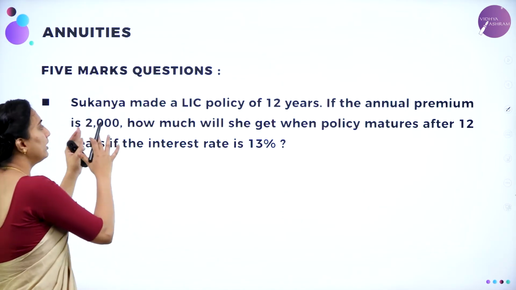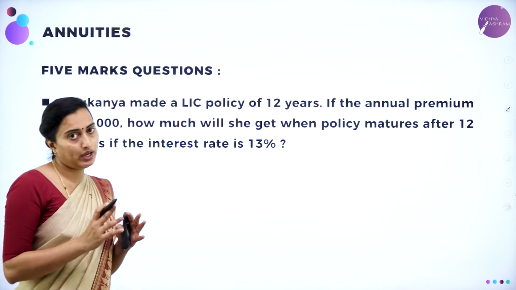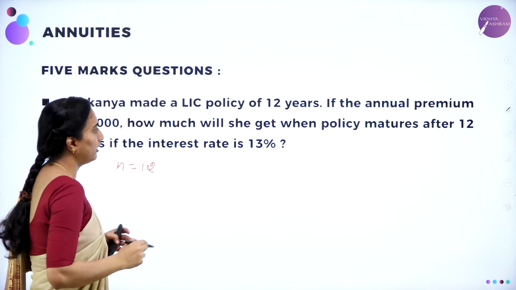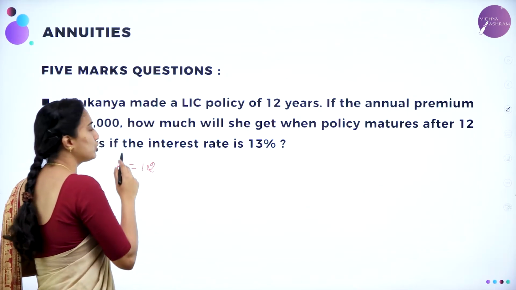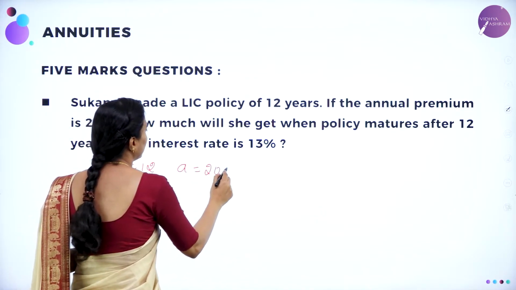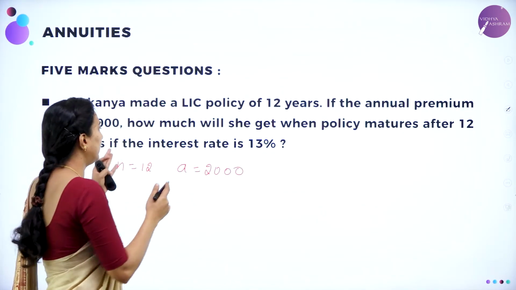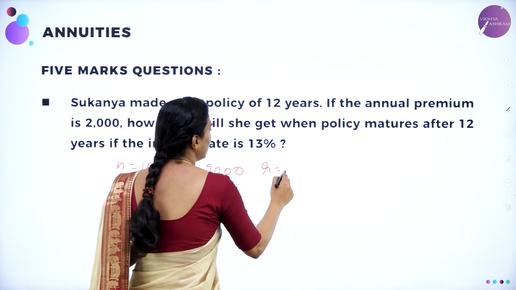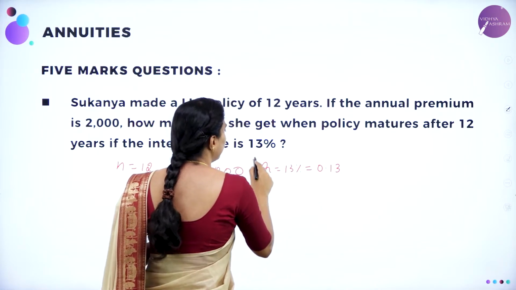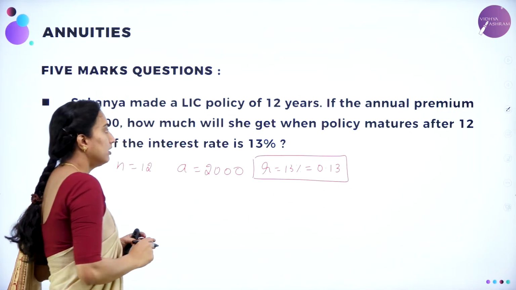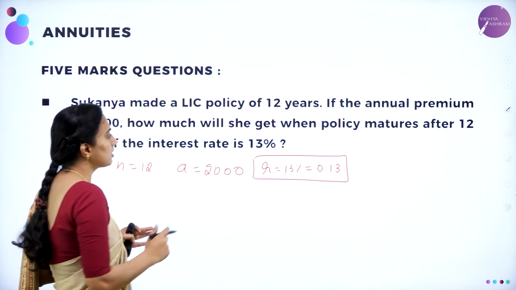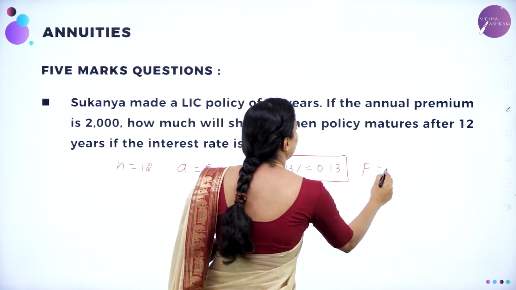See here, Sukanya made an LIC policy for 12 years, which means N is equal to 12 years. The annual premium is 2000, so A is equal to 2000. The rate of interest R is equal to 13%, which can be converted to 0.13 after dividing by 100. Now, when the policy matures after 12 years, we need to calculate the future value.